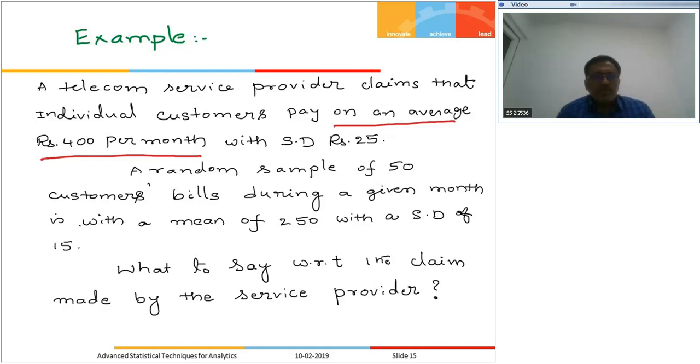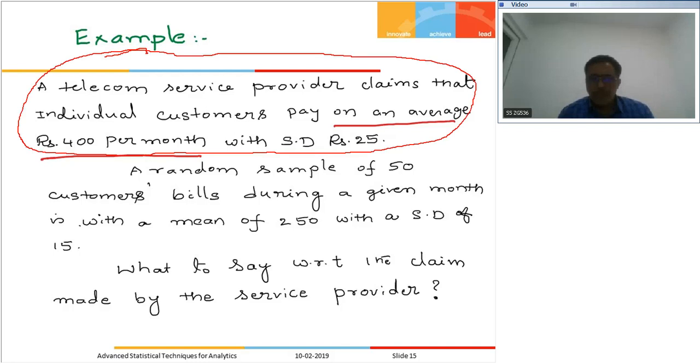A telecom service provider claims that an individual customer pays on average 400 rupees per month with a standard deviation of 20%. From this, what we understand is that whatever claim or hypothesis they mention is related to the population. They are talking about their product, about the population. So first we need to identify that. I hope that's clear.